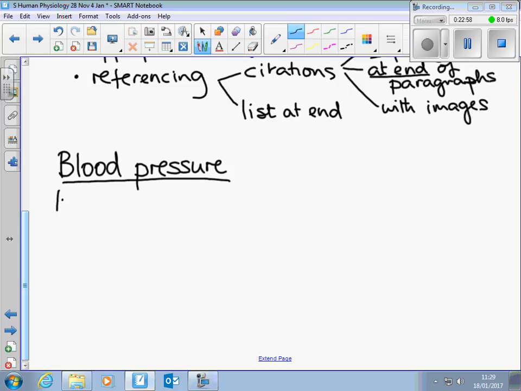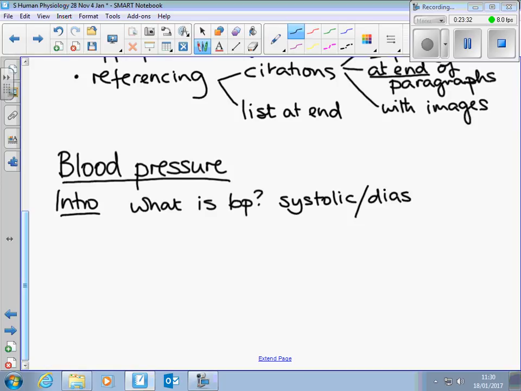Your introduction for this would be something along the lines of, what is blood pressure? What do we mean by it? A good introduction always defines terms in your title. So, what is blood pressure? What do we mean by it? Explain, what's systolic, diastolic, for example. It is introductory, isn't it? You see, it's not anything about the control. So systolic, diastolic. And then, what's normal?